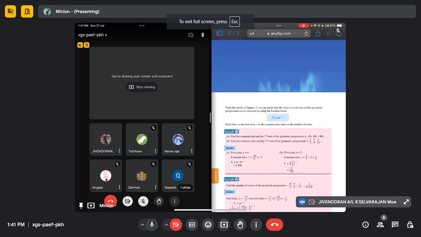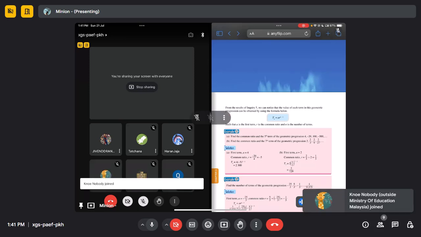So now, just as in arithmetic we had a formula to find the nth term, we also have a formula to find the nth term for a geometric progression, which is Tn equals a r to the power of n minus 1. So a is the first term, r is the common ratio, and n is the number of terms. So let's see example 11. Find the common ratio and the fifth term of the geometric progression 4, negative 20, 100, negative 500 and so on.